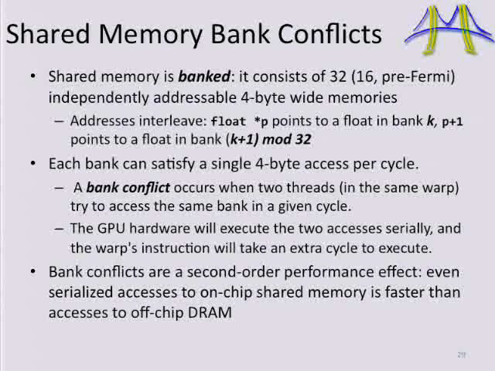Unless they're accessing the same location. So for example, if you're broadcasting one value from shared memory to all threads, that can happen in one cycle. So even with bank conflicts, though, it's usually faster to do things in shared memory versus DRAM.